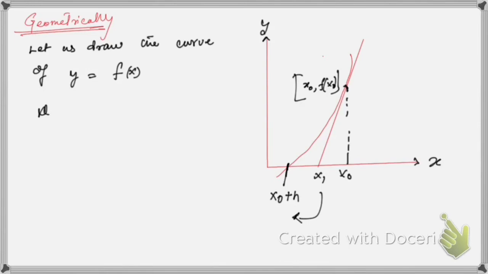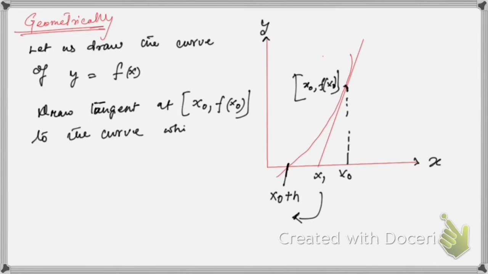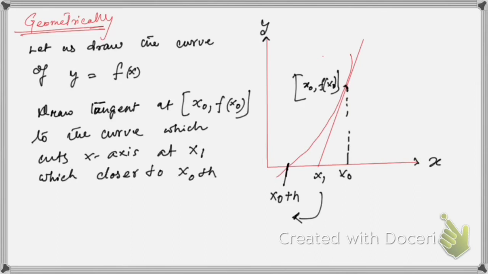So what we have done is draw a tangent at x naught comma f of x naught to the curve, which cuts the x-axis at x1, which is closer to x naught plus h.